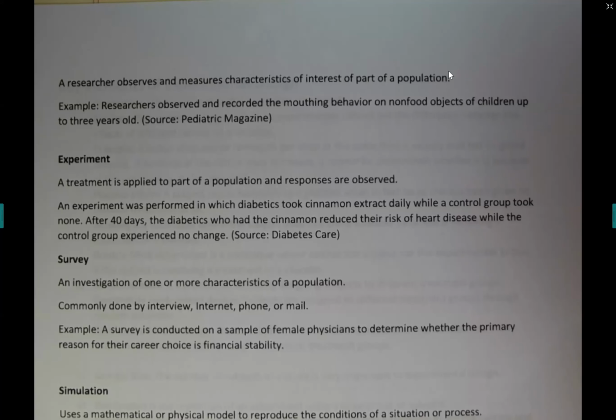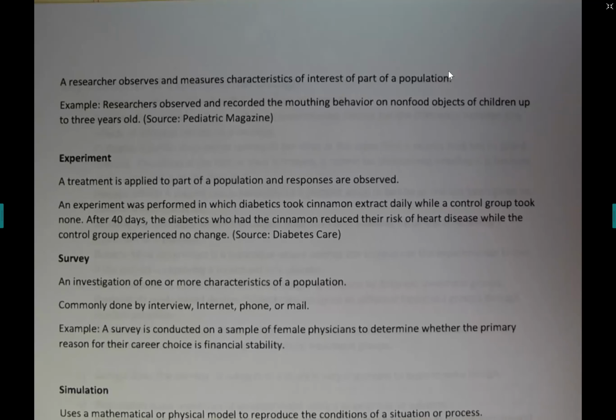So here's an example. Researchers observed and recorded the mouthing behavior of non-food objects of children up to 3 years old. So children are playing and putting objects in their mouth. You just sit down, watch them and see what they're doing and take notes. That's observational study. Experiment.